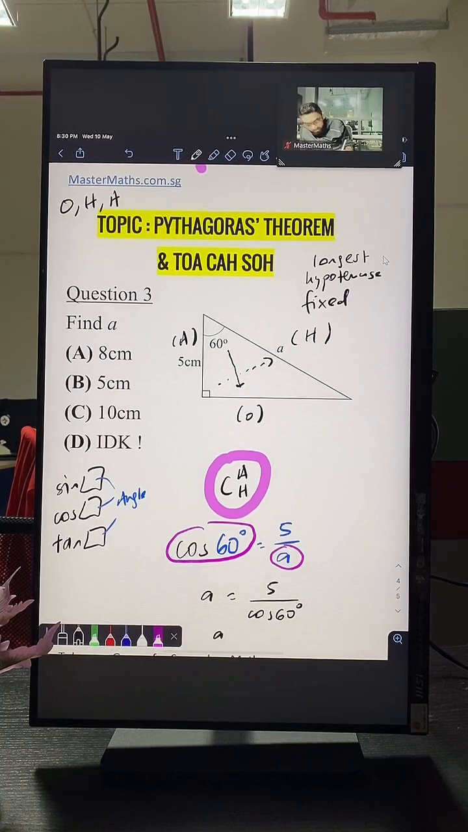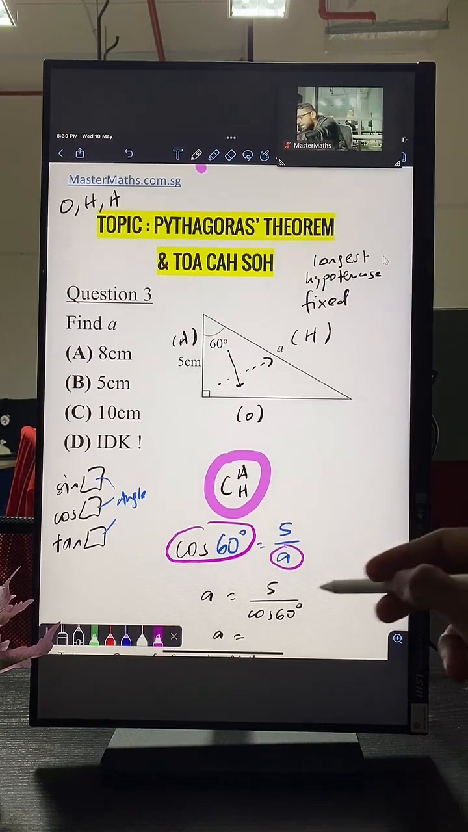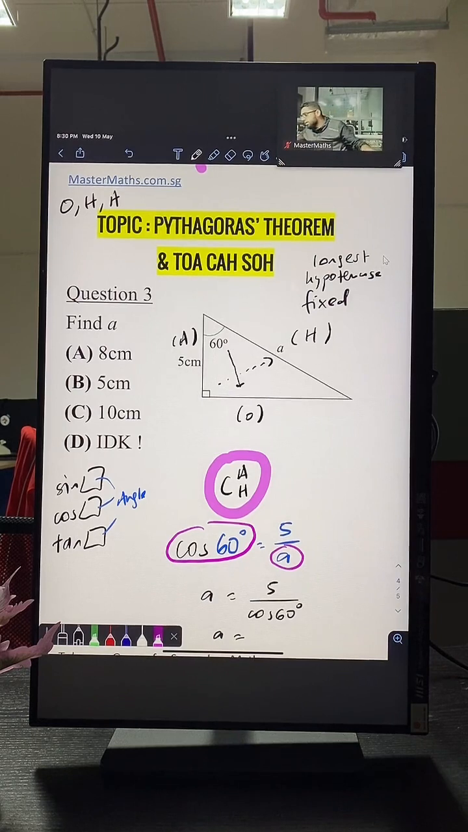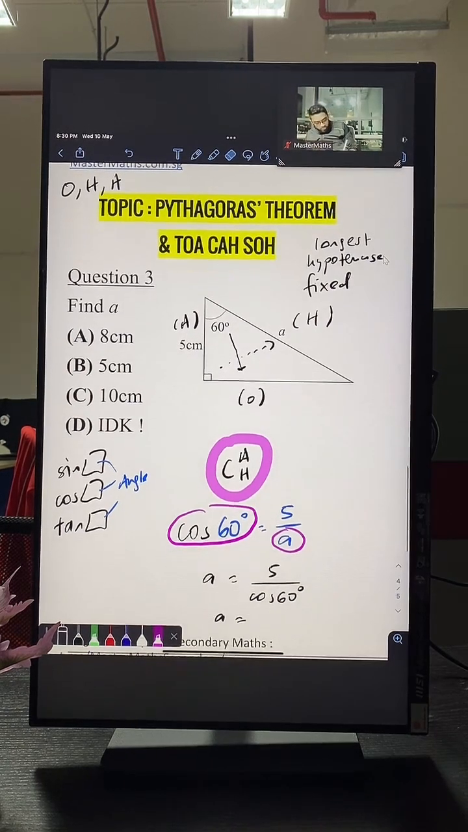Okay, let's press the calculator for this in degree mode, guys. 5 divide by cosine 60. What happens here? Let's see what happens. Press the calculator. Okay, 5 divided by cosine 60. Oh my gosh, answer is 10 cm, man. 10 cm is the answer for this question, my friends. Option C is the winner for this question.